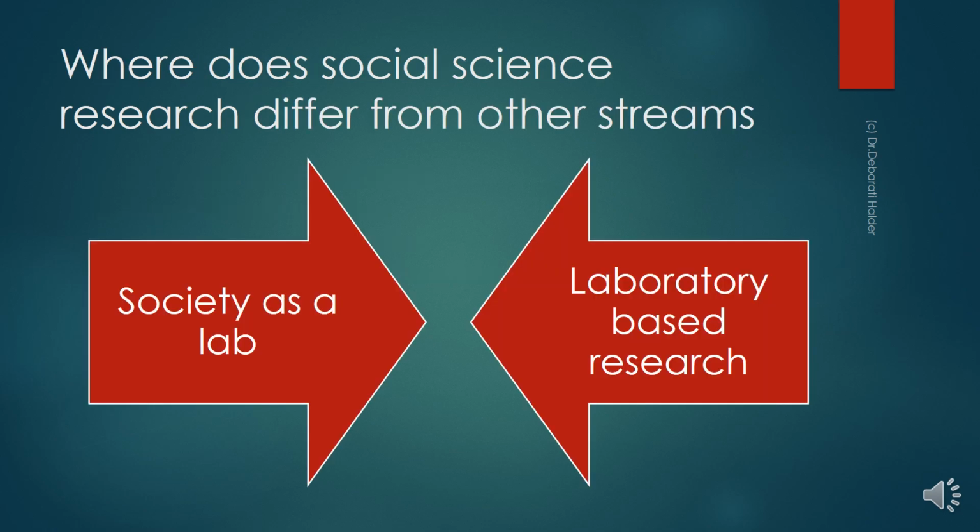Now, let us understand where social science research differs from other streams. Remember one thing: in social science research, the society is our lab, whereas in science stream research, laboratory-based research can be done. That means a biology, physics or chemistry researcher can use the laboratory to experiment with certain things, to know the cause and the consequences of specific phenomena. For us, the social scientists, we have to consider the society as a lab. Saying this, you may understand that one methodology, for example the ethnographic methodology, can very well be applied for social science researchers.